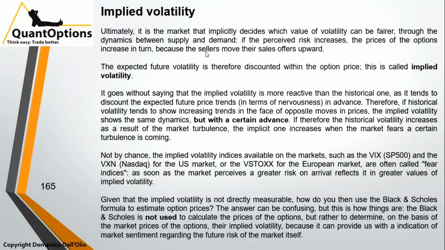Given that the implied volatility is not directly measurable, how do you then use the Black-Scholes formula to estimate option prices? The answer can be confusing, but I already anticipated it in the previous lesson. But this is how things are. The Black-Scholes is not used to calculate the prices of options, but rather to determine, on the basis of the market prices of the options, their implied volatility, because it can provide us with the indication of market sentiment regarding the future risk of the market itself.